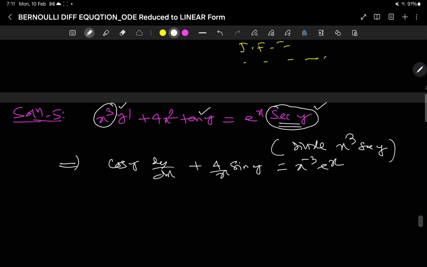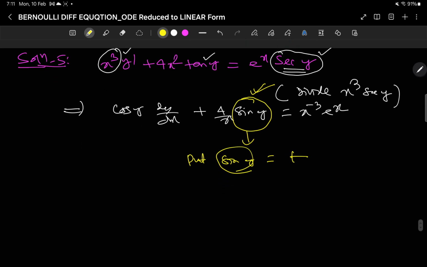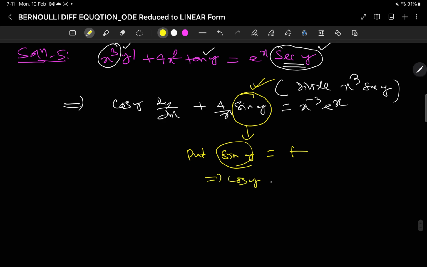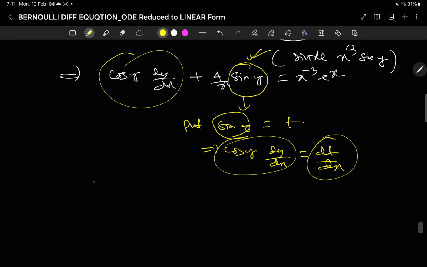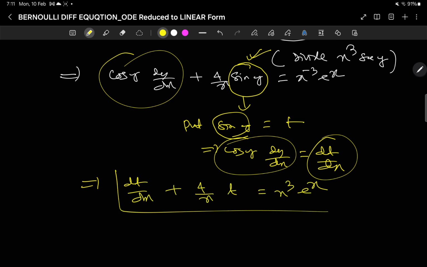Now by principle we have to substitute this as t. You see the principle of Bernoulli. So you put sin y is equal to t. The derivative of sin y is cos y, and again the derivative of y is dy by dx, so that is dt by dx. So you substitute this here. So that means dt by dx plus 4 by x t is x cube e to the power x, which is linear in t.